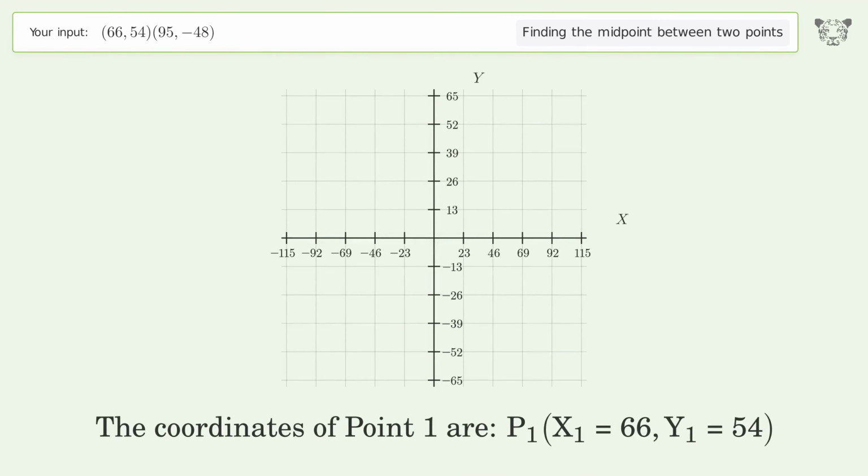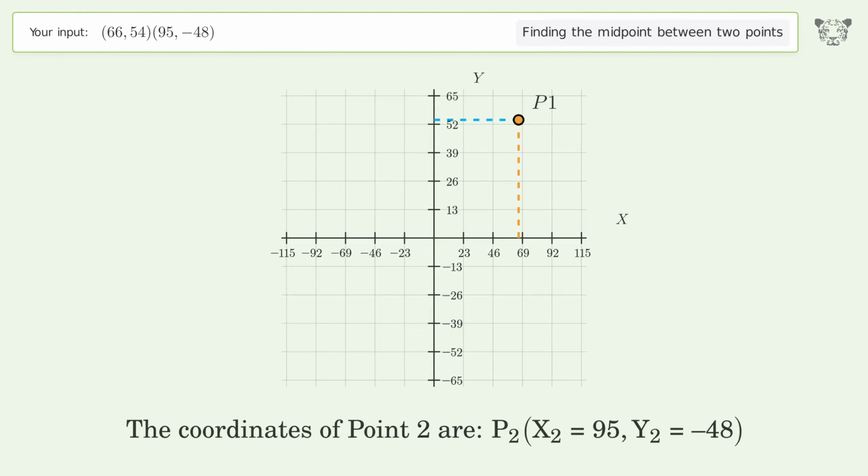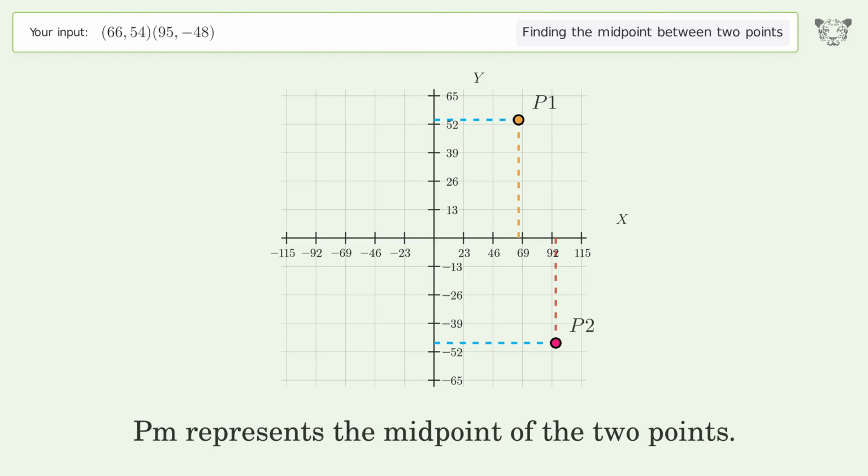The coordinates of point 1 are x1 equals 66, y1 equals 54. The coordinates of point 2 are x2 equals 95, y2 equals negative 48. PM represents the midpoint of the 2 points.